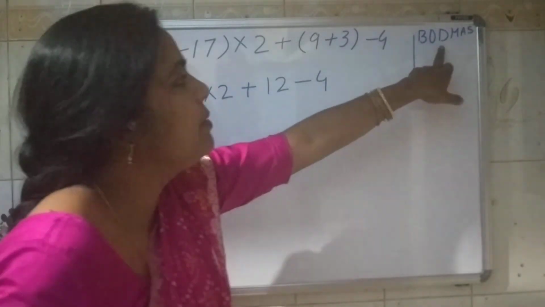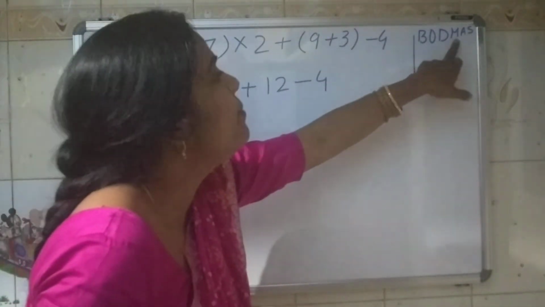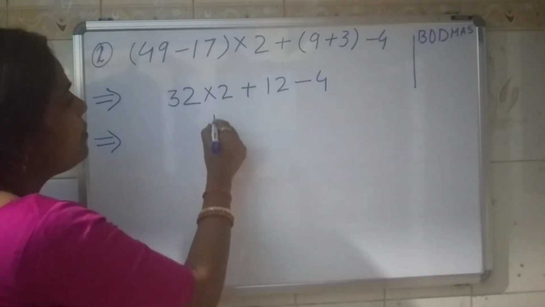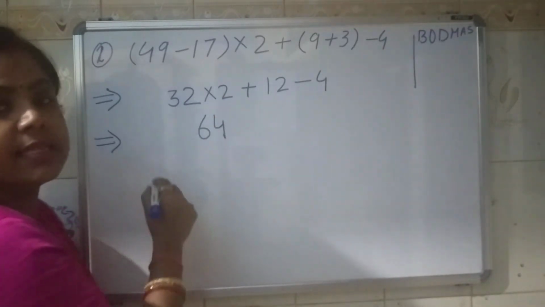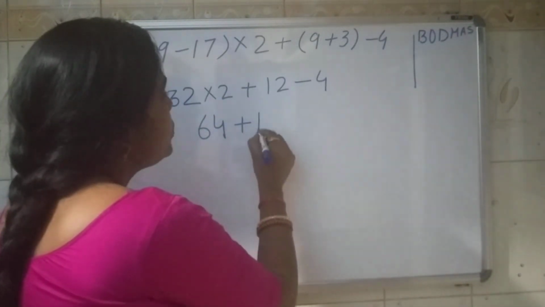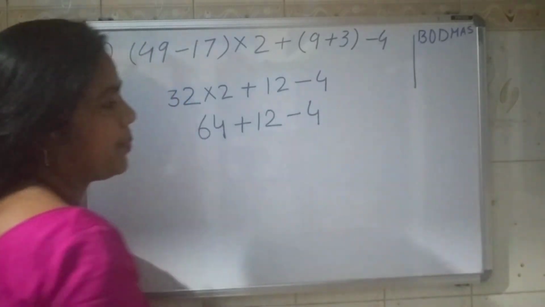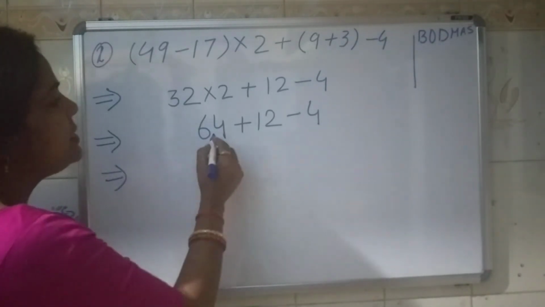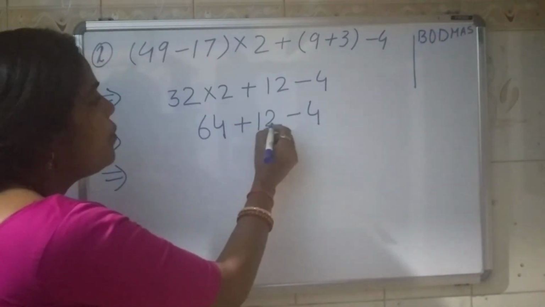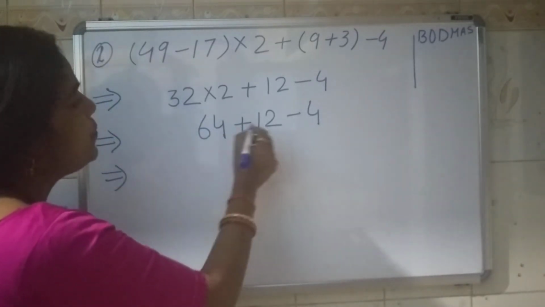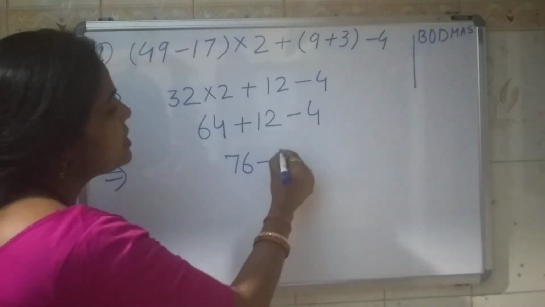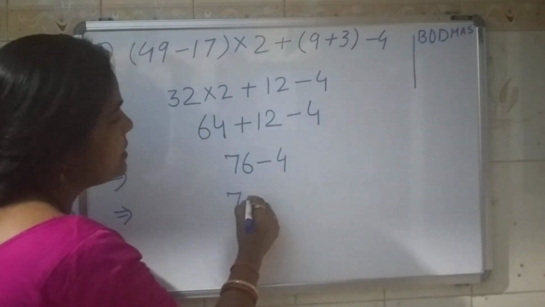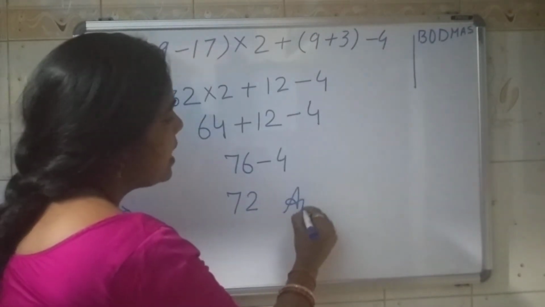Now what is next? Division. There is no division operation. Then multiplication. Here is multiplication. So we will go for multiplication first. 2 twos are 4 and 2 threes are 6. 64 plus 12 minus 4. Next, after multiplication is addition. So we will go for addition. 64 plus 12. 4 plus 2 is 6 and 6 plus 1 is 7. 76 minus 4, and 76 minus 4 is 72, and this is the answer.